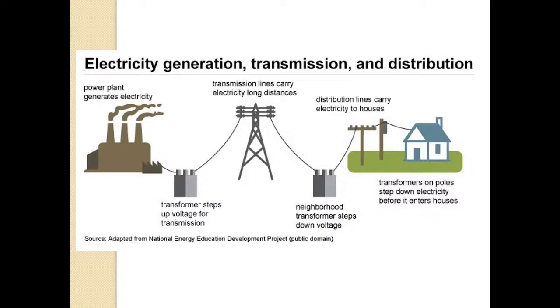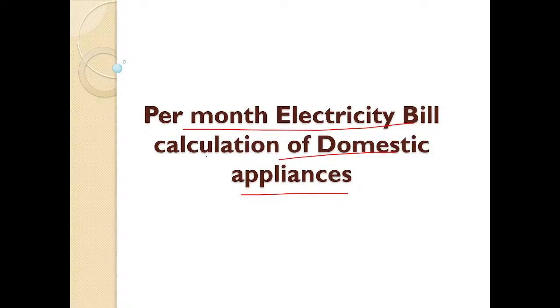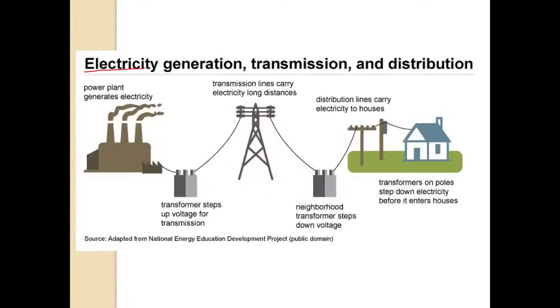So first of all, let us see briefly, not in detail, how electricity reaches our houses, because we want to calculate the electricity bill for domestic appliances. First of all, power is generated in the generating stations. This is a generating station.